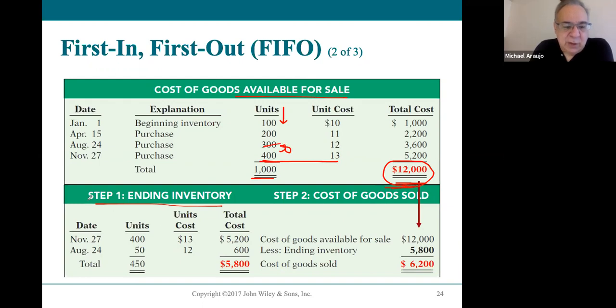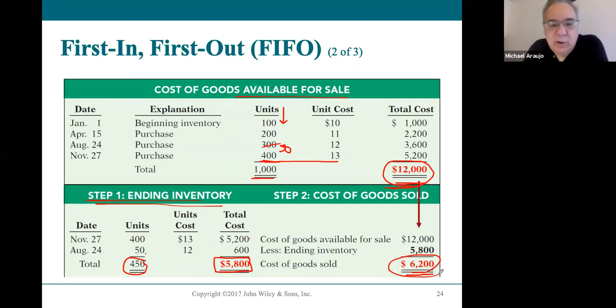And so that's what they do here for step one. What's still in the store? 450 units. Which 450 units? Well, all the ones from the top have been sold. So for what's left, 400 at $13, and 50 more at $12, is what's left. So they say $5,800 of the $12,000 is still in the store. The difference is the cost of goods sold.